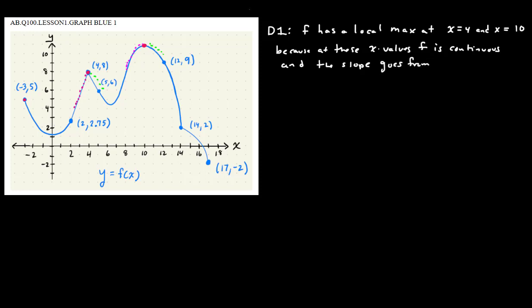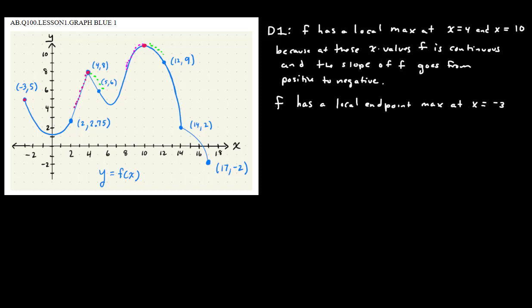I want to say the slope of f goes from positive to negative, local max. Know the concept well and then worry about the wording. The concept's what you have to understand. I'll also throw in here now that f has a local endpoint max at x equals -3. But it's the interior ones that I am most concerned with.